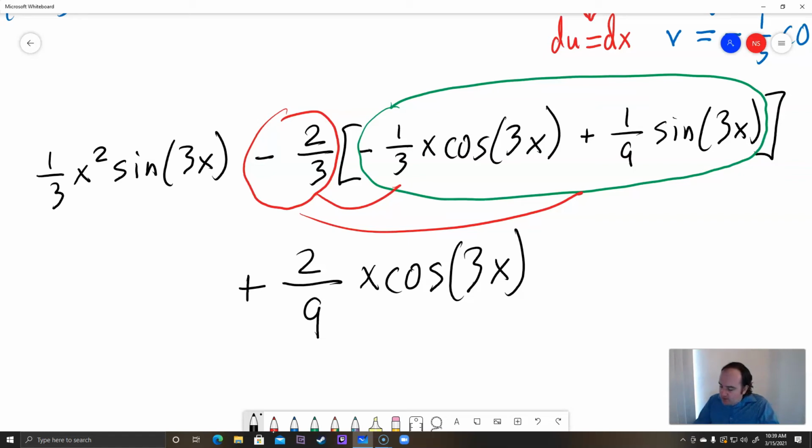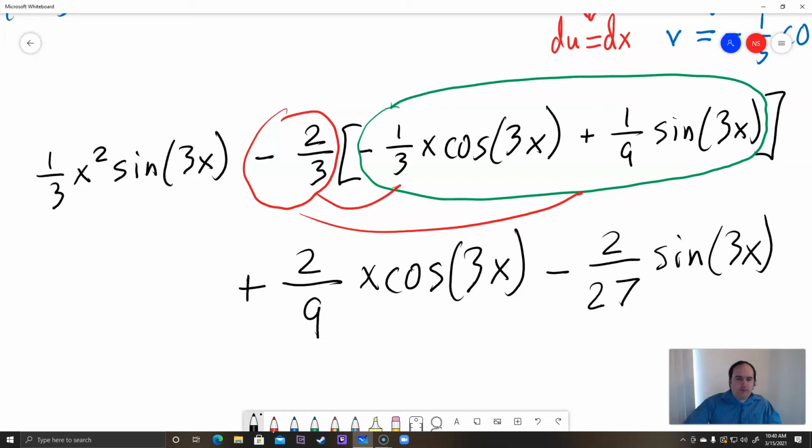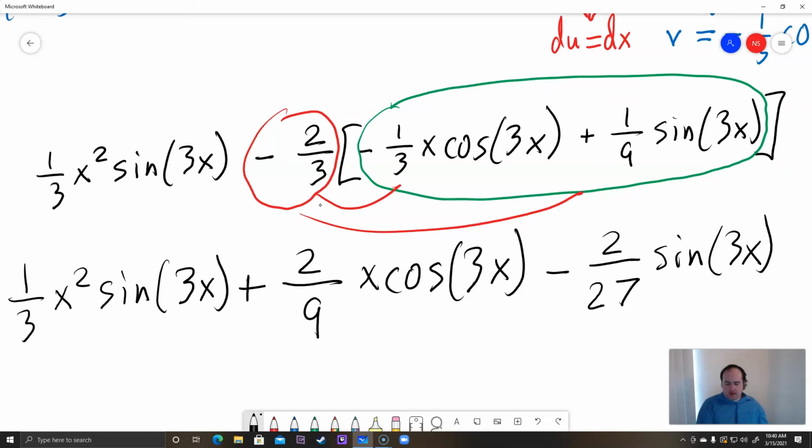Okay, and then for our last term over here on the right, distributing the negative 2/3, we have a negative times a positive, which is a negative, and then multiplying the numerator and the denominator. On the top we have negative 2 times 1 is negative 2, and then on the bottom we have 3 times 9 is 27. So you should have negative 2 over 27 sine of 3x. And then back here we still have 1/3 x squared sine of 3x.